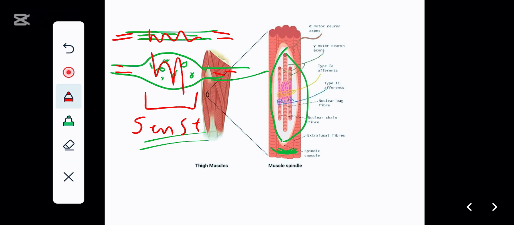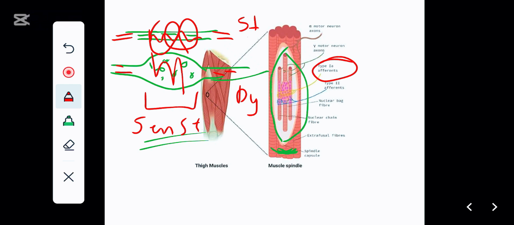In terms of innervation, you can see here that you have type 1A afferent fibers. These mainly surround the central part of both. The nuclear chain fibers are also called static fibers, and the nuclear bag fibers are called your dynamic fibers. Static simply means they are going to be sensing static stretch, stretch that is not changing, for example, standing.